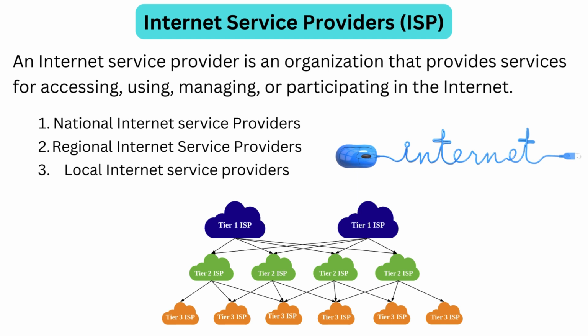Okay. We talked about the internet service providers earlier also. An internet service provider is an organization that provides services for accessing, using, managing, or even participating in the internet. ISPs can be organized in various forms, such as commercial, community owned, non-profit, or otherwise privately owned. There are different tiers of internet service providers: national level ISPs, regional level ISPs, and then local level ISPs, based on the hierarchy in which they provide the service.